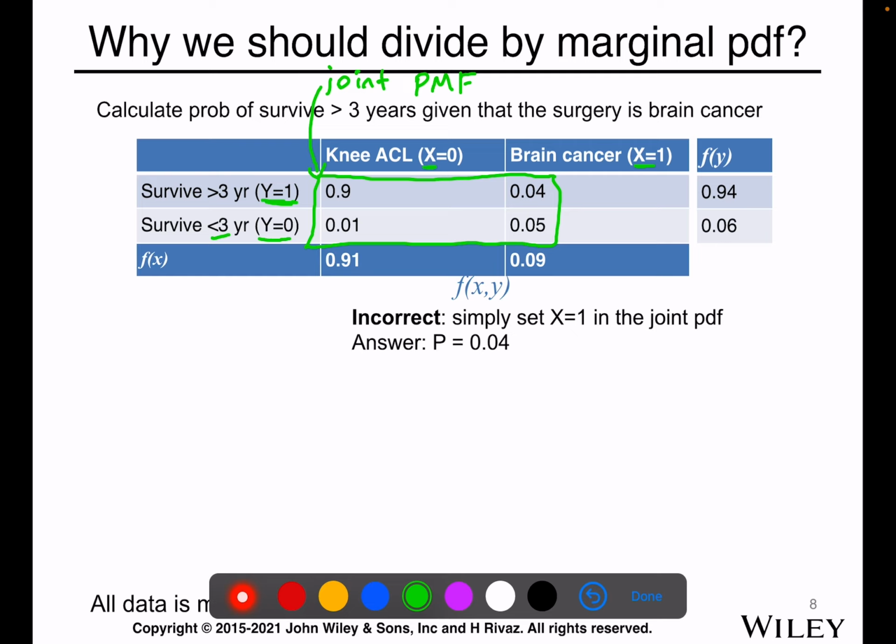So assume that we want to calculate the probability of surviving more than 3 years, given that the surgery is a brain cancer surgery. So basically, if we just plug in, here, this is my joint PMF. So for example, f of x equal to 1 and y equal to 1, so survival more than 3 years, y is 1. So what is f of x equal to 1 and y equal to 1 from this table?